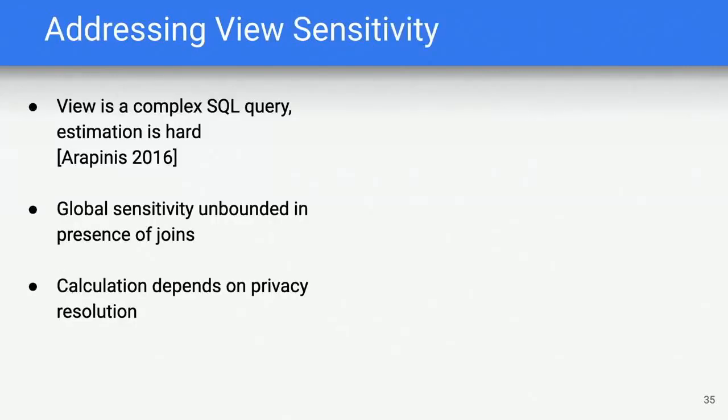So we have three main issues to deal with. First of all, our view is a complex SQL query, and even estimation of sensitivity for that is a hard problem. Second, what Sergey hinted, is that you need to know this frequency, and if you don't know it, then the global sensitivity will be unbounded in the presence of joins. And lastly, whatever sensitivity calculation we make is always going to depend on the privacy resolution, on what the primary private relation is. Because if I have household as the primary private relation, then I need a different program than if I had person as the primary private relation.